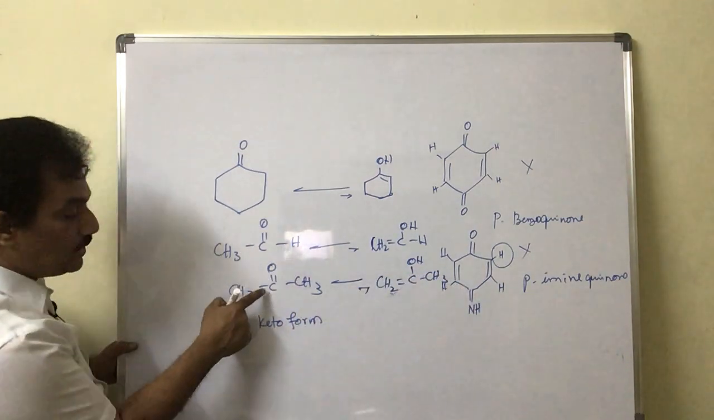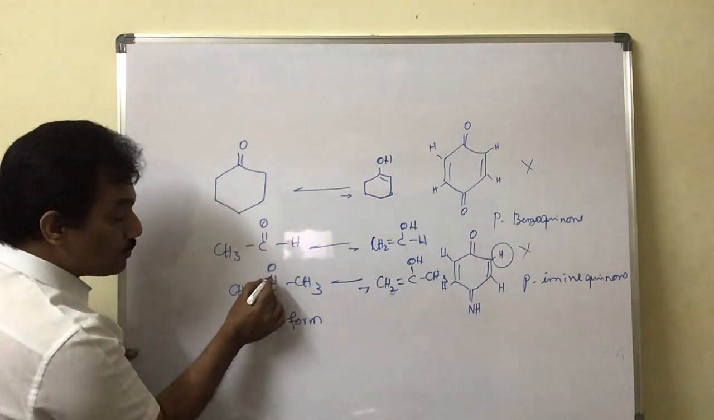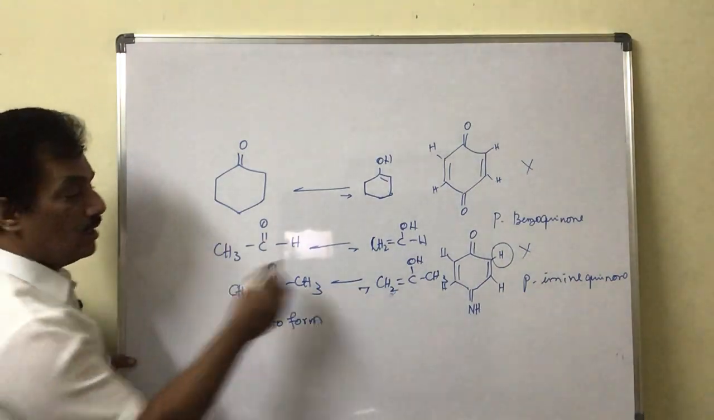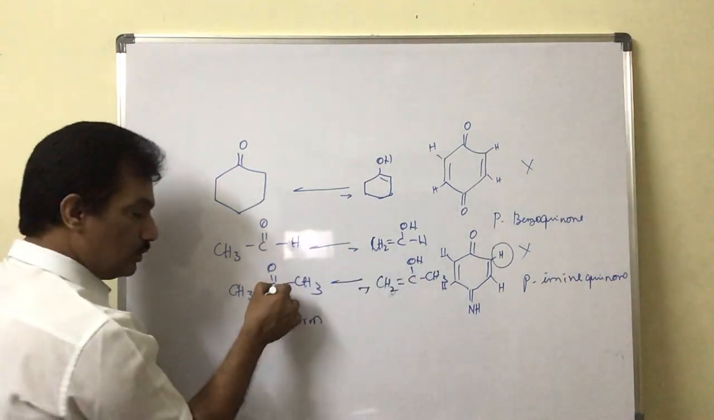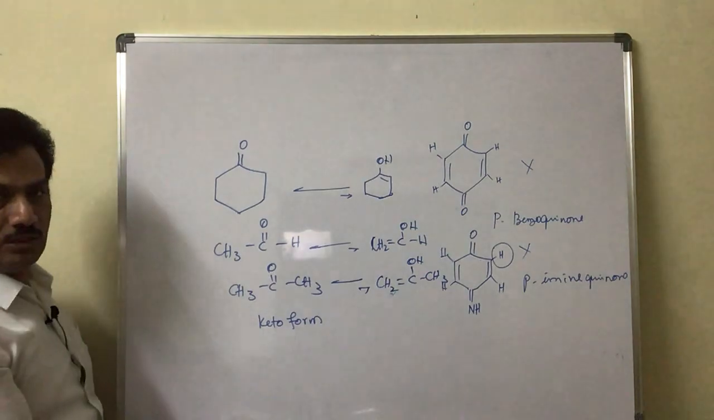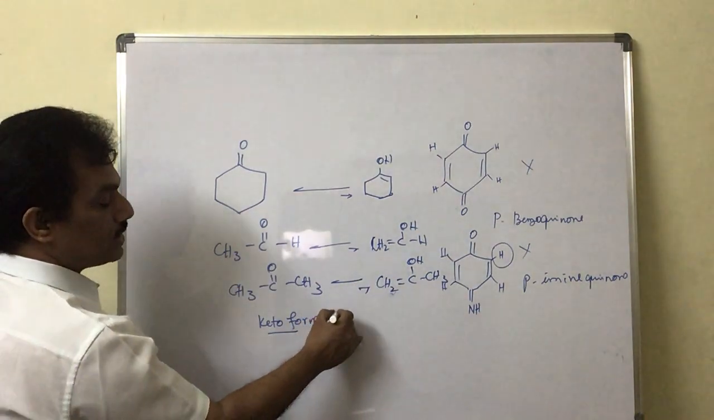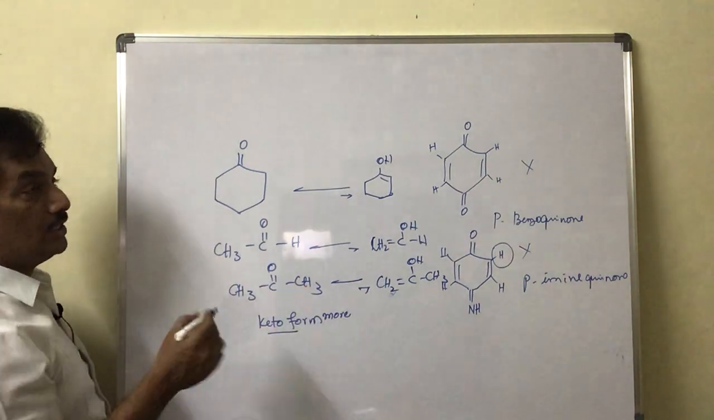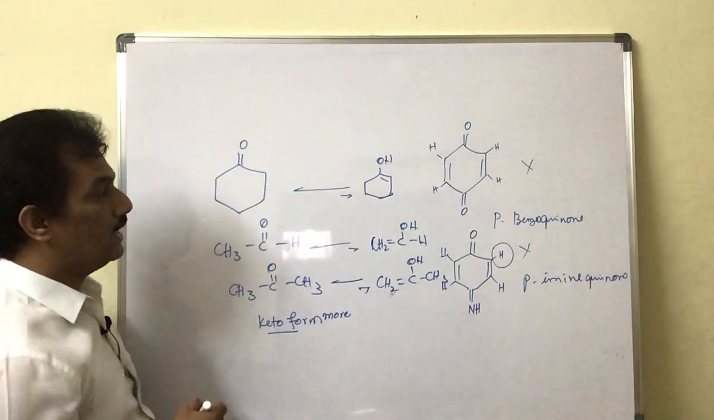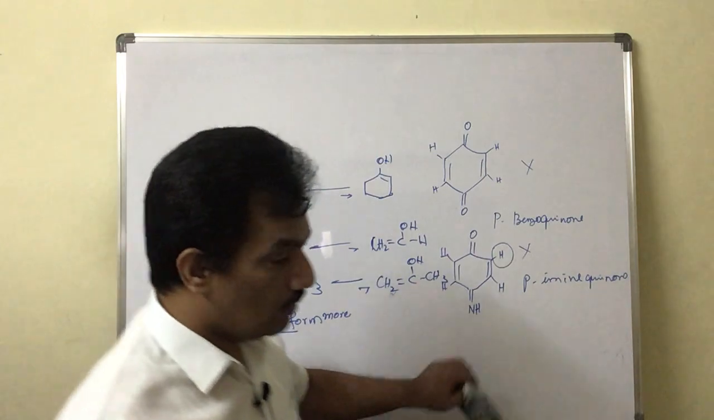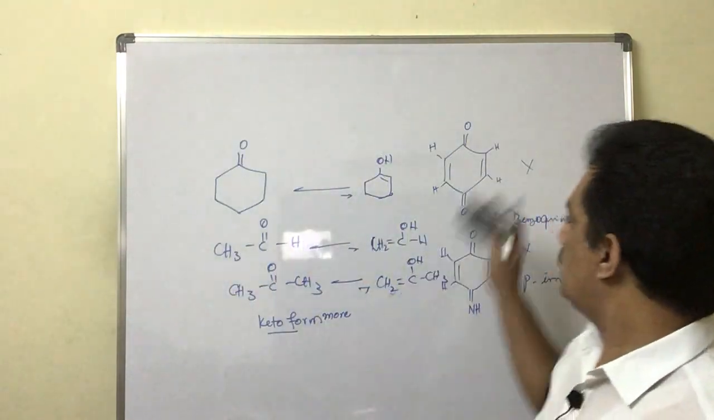So when it has to convert like this, it requires more bond energy. But to convert from CC double bond to this, it requires less bond energy. That's why the keto form is favored and more stable. But there are certain compounds where we can expect enol forms to be major in contribution.